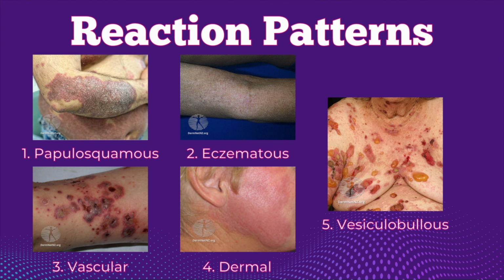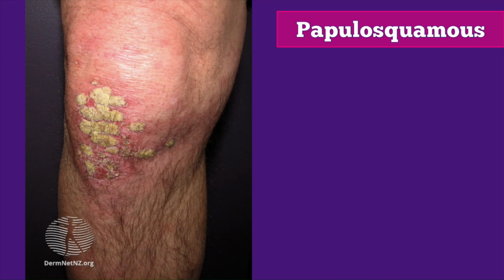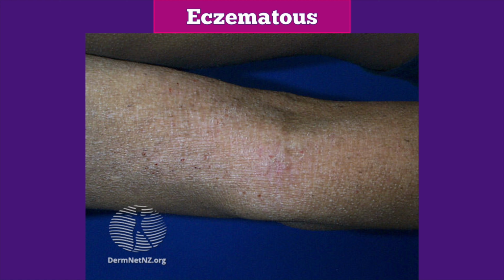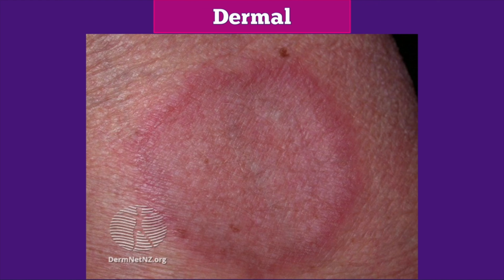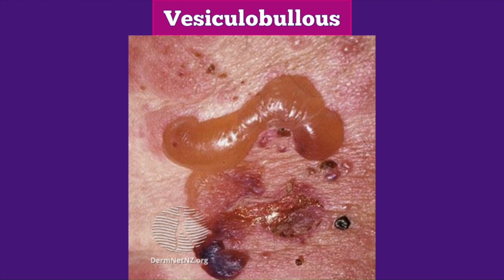Dr. Gropper describes 5 reaction patterns in his paper. 1. Papulosquamous, which includes the red and scaly rashes such as psoriasis. 2. Eczematous, such as atopic dermatitis, which can take on acute, subacute, or chronic forms. 3. Vascular, which are diffuse red rashes with minimal scale, such as viral exanthems. And then 4. Dermal, which are deeper processes in the dermis, such as granuloma annulare, that create minimal, if any, surface change. And lastly, 5. The Vesiculobullous Disorders, which have blisters.